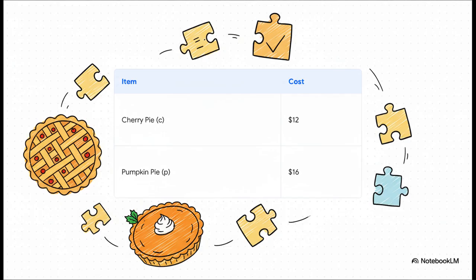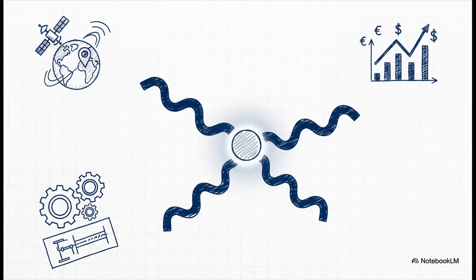The puzzle is solved. We found the one and only set of prices that makes both Gabriella's and Scott's sales make sense. So why does any of this matter outside of a bake sale? Well, this exact same logic, using multiple clues to find one specific answer, is what makes so much of our modern world tick. Your phone's GPS?